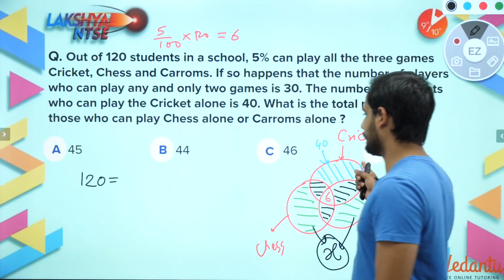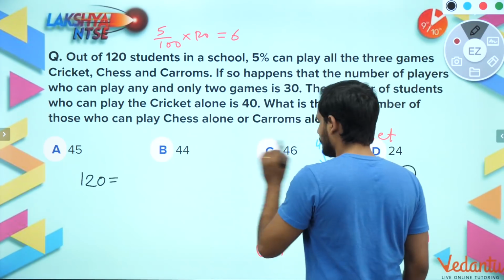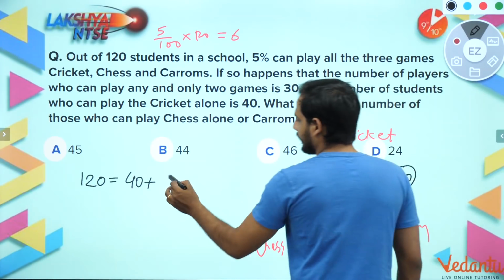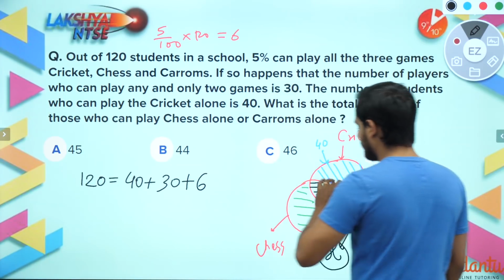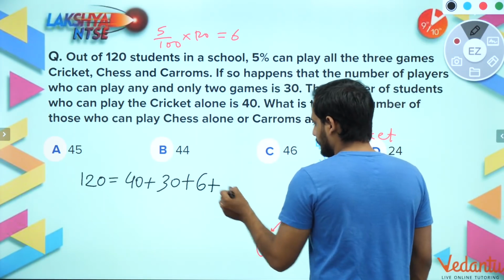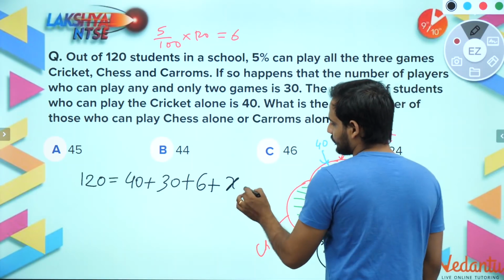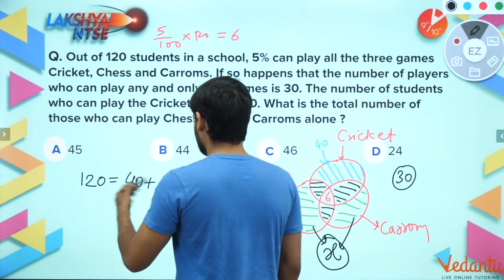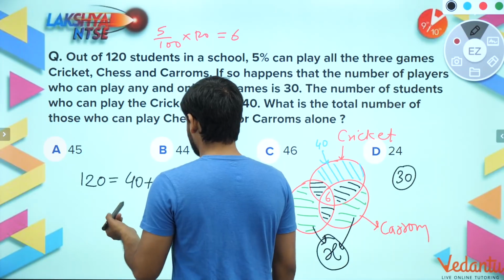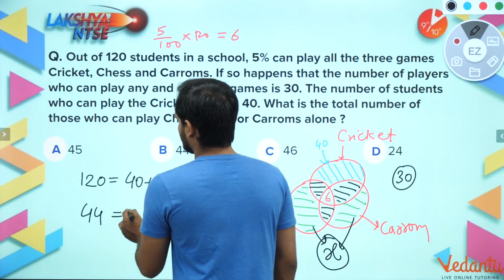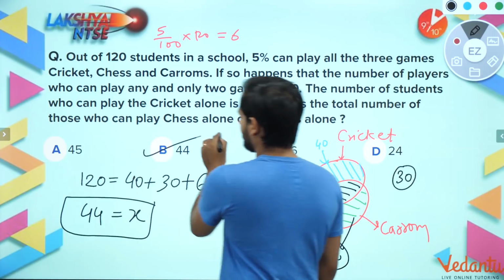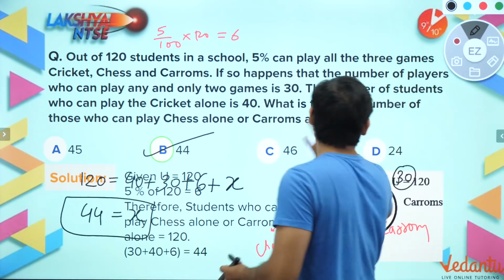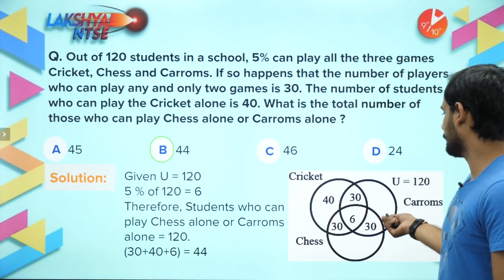So now I will say, out of those 120 students, you can see here 40 can play only cricket, plus 30 can play any 2, plus 6 students can play all the 3 games, plus the X students who can play either chess or carom, only one. So just use this equation, you will be getting 150 minus 6, 44. So X is equal to what? 44. Simple. Understood? X is equal to 44. So this is how we can solve this question very easily.